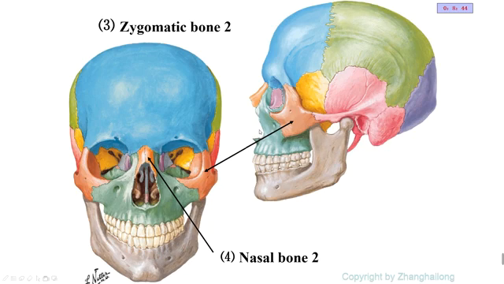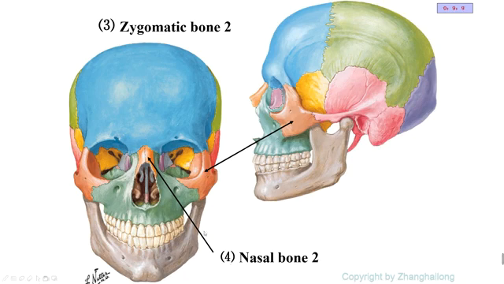Okay, now let's see the third bone, the zygomatic bone. For this bone, you only need to know the location. It's on the lateral side of the face and connects with many bones. The upper side connects with the frontal bone. Forward, it connects with the maxilla, and going backward, it connects with the temporal bone. Okay, that's its connections.